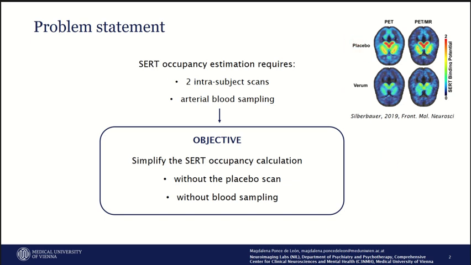To estimate the occupancy, 2 intra-subject scans are needed, and also the gold standard reference uses arterial blood sampling, which is very uncomfortable for the patient. For this reason, we will try to estimate the occupancy either without the placebo scan or without the blood sampling.